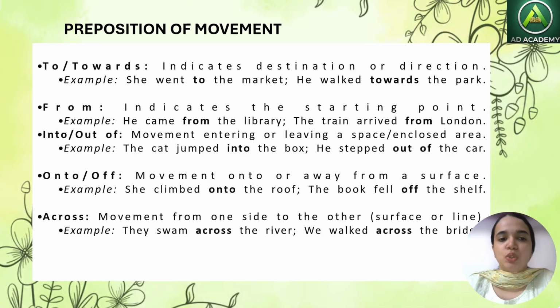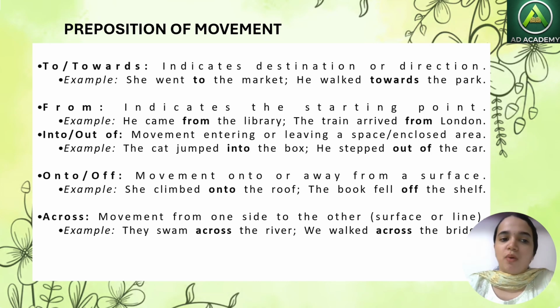So, to or towards indicates destination or direction. Example, she went to the market. He walked towards the park. Next one, from, that indicates the starting point. Example, he came from the library. The train arrived from London.